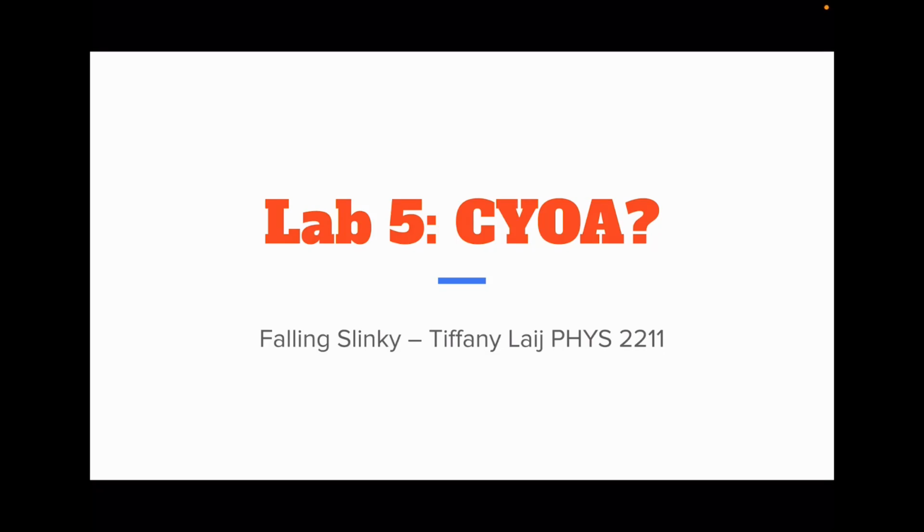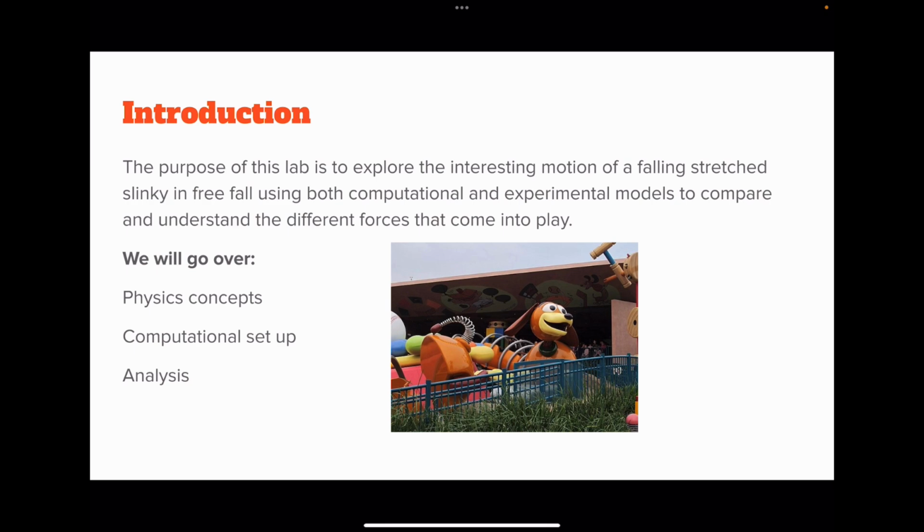This is lab number 5, Choose Your Own Adventure. We will be going over the falling Slinky. The purpose of this lab is to explore the interesting motion of a falling stretched Slinky in freefall, using both computational and experimental models to compare them and to understand the different forces that come into play. We will go over the physics concepts, computational setup, and analysis.